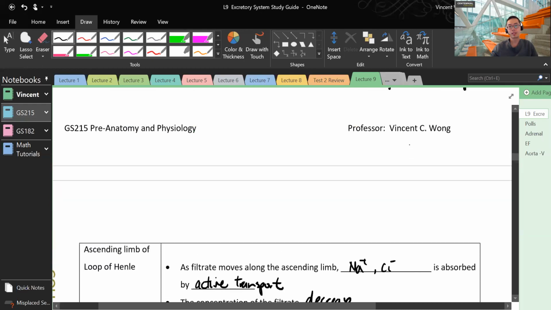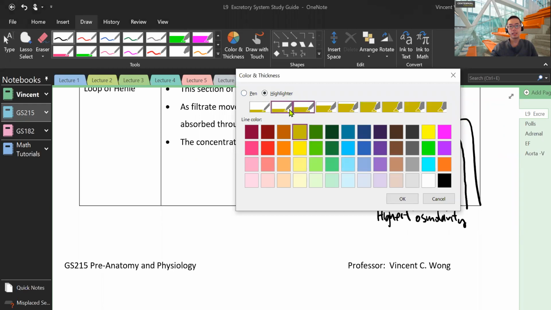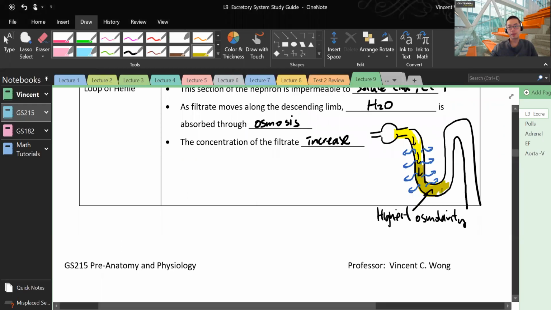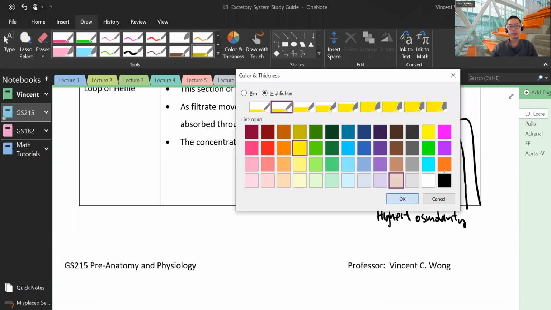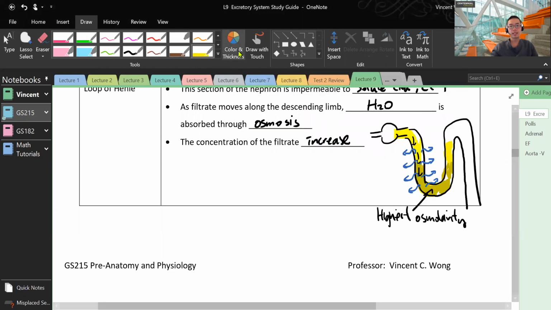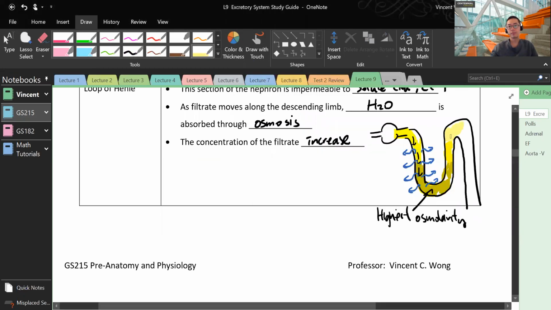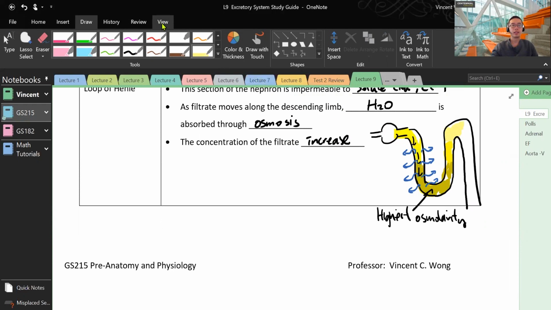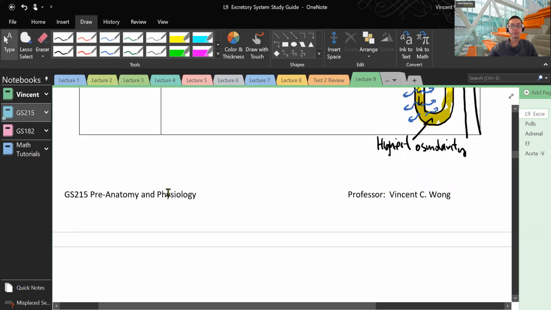And so just go back to this picture in a second. As you go up, as the filtrate ascends, it's going to get less and less concentrated. Like that. So if I ask you on the quiz, where is the osmolarity the highest in the nephron, it will be the bottom of the loop of Henle.